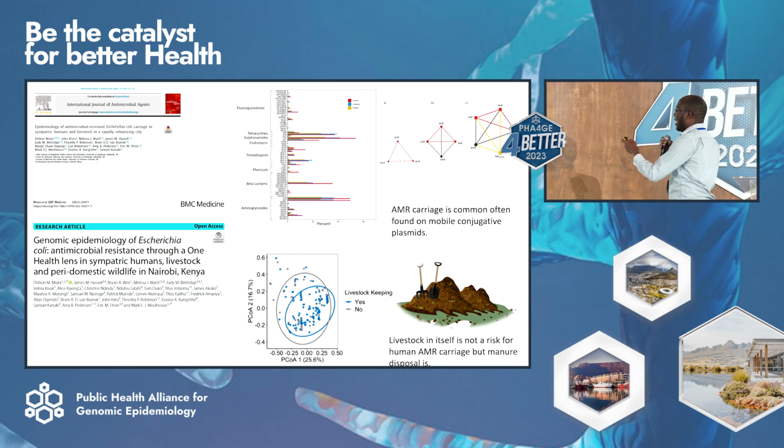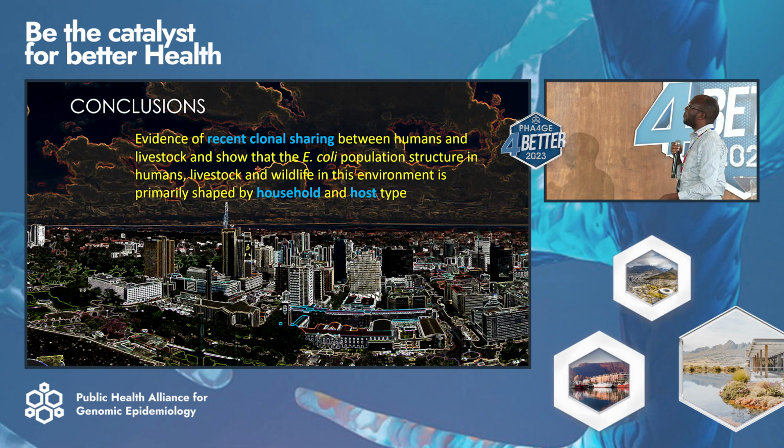But if you are keeping manure, livestock manure, in your household, as a human, you're more likely to have more AMR genes. And therefore, we're thinking that the risk of acquiring genes from livestock is not because of keeping livestock. It's because of these other practices like manure management and all that.